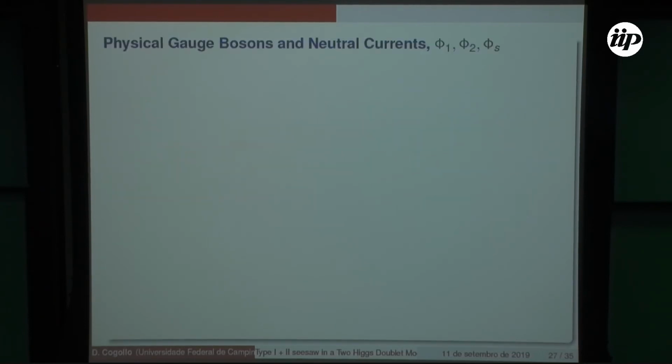Okay. Finally, I want to say a few words about the gauge bosons, and I'm going to say a few words about the physical gauge bosons and neutral currents in the case of the existence of two doublets and a singlet.